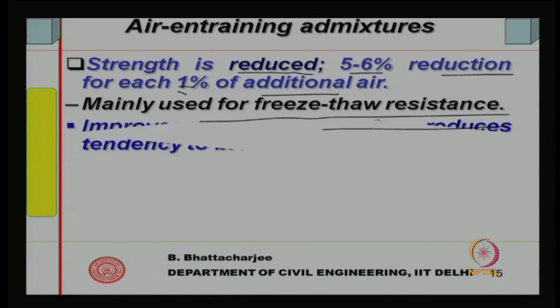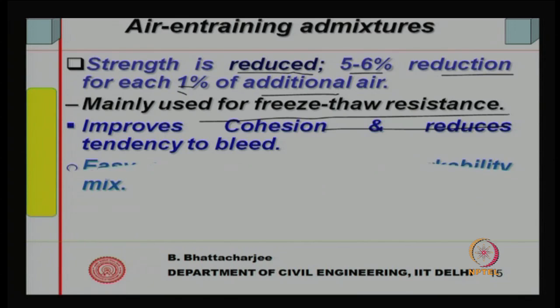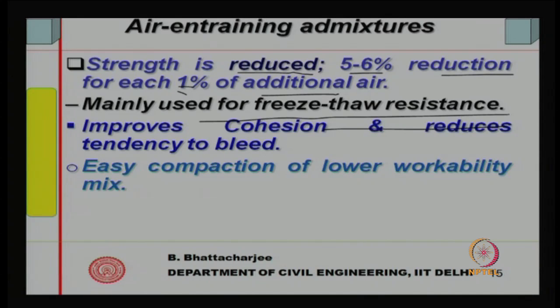How does it do it? Mechanism. Well, we will see that, but it improves cohesion and reduces tendency to bleed. Of course, a little bit of air entrainment actually improves the workability, that is a side effect. Basically, it improves the cohesion within the concrete and the tendency to bleed is reduced because it can retain the water more. So, naturally easy compaction is possible at lower workability. Essentially, it increases the workability of the mix.